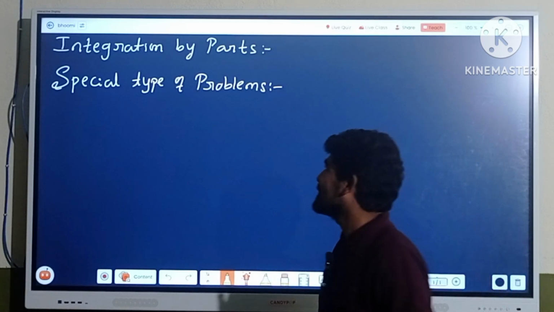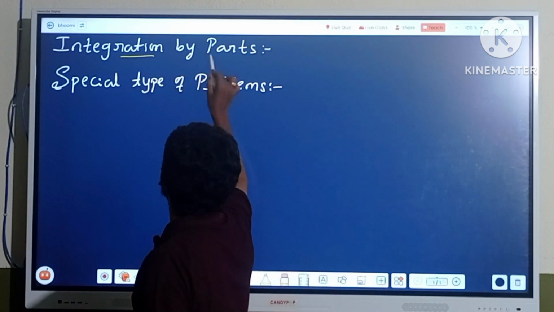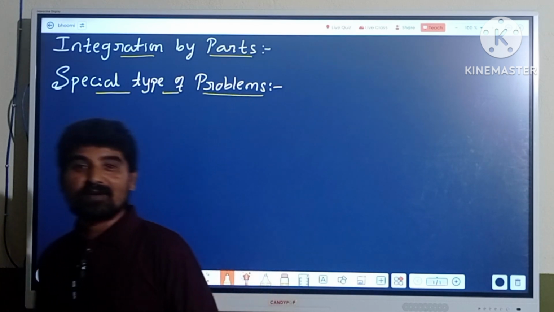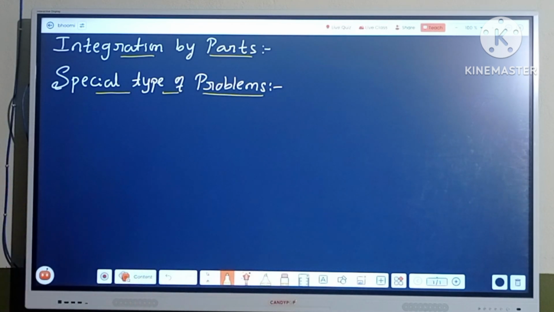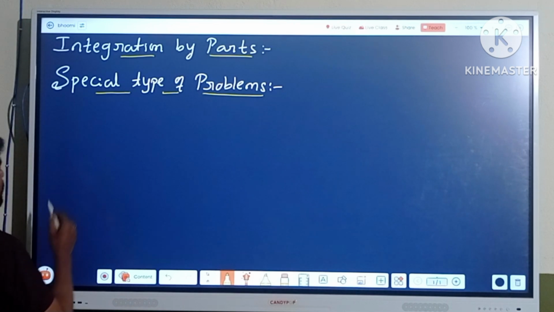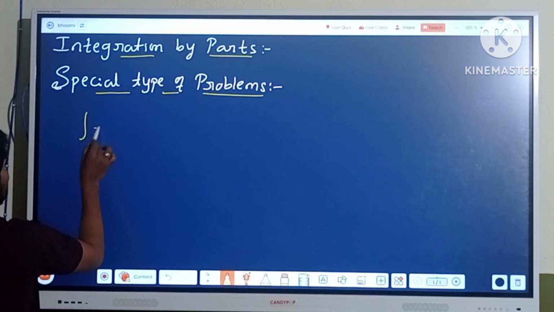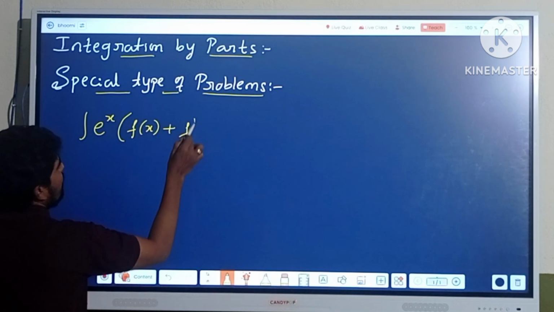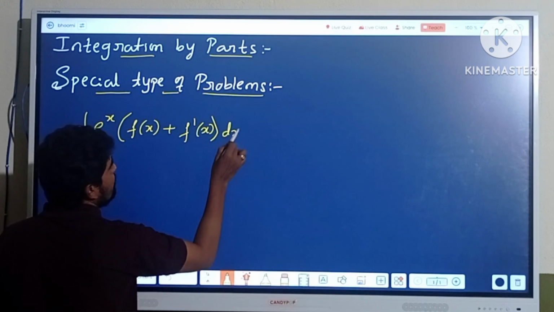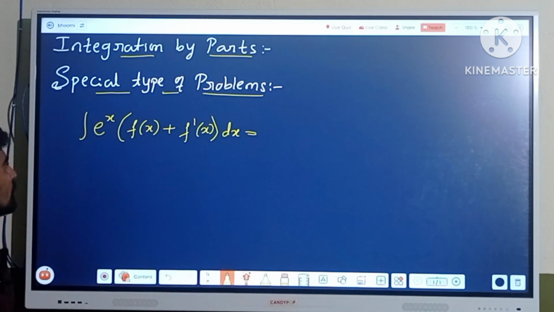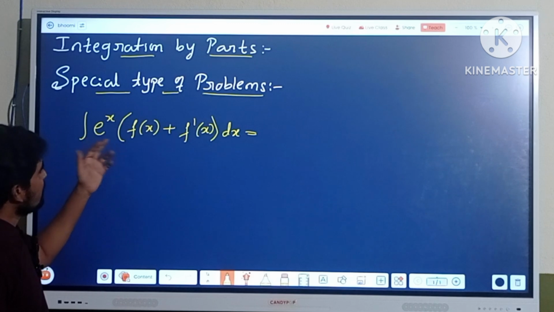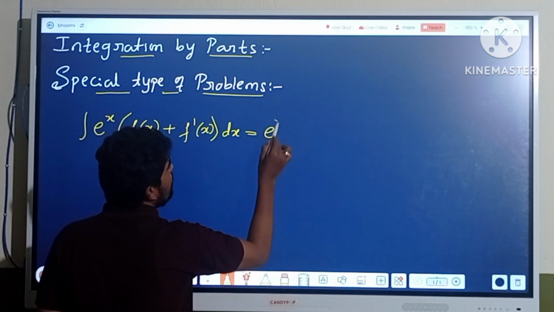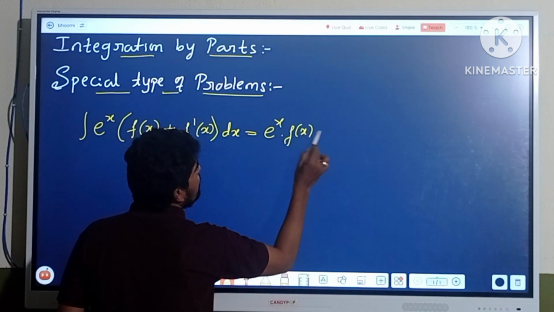So today I am going to discuss integration by parts, and in that I am going to discuss some special types of problems which are solved by using the parts method. The formula for that is integration of e power x into f x plus f dash x dx. If the given integral is of the form e power x times a function plus its derivative, then its answer is e power x into f x plus c.